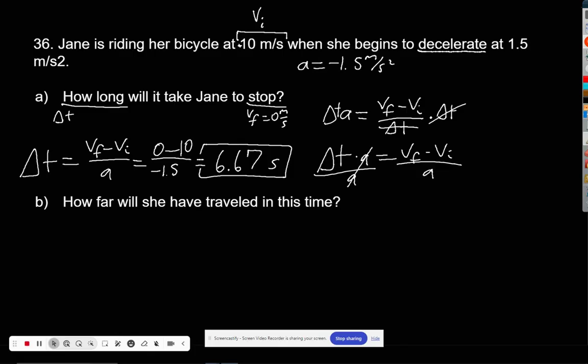Then for part B, how far will she travel? How far will she have traveled in this time? So we're looking for how far, which is often displacement. Luckily, we've got an equation for that. Although I do want to make a note about this equation, something that we kind of gloss over sometimes during class when we're rushing for time. Our big ugly equation, I'll write it out in its entirety first.